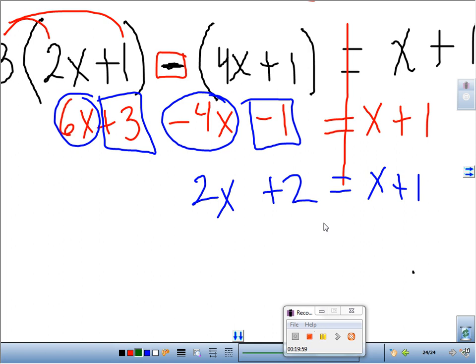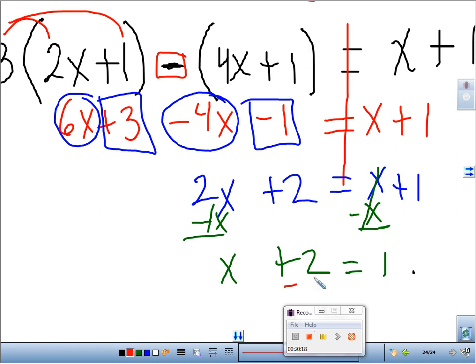Okay? From there, smallest variable is 1x. The inverse is subtract 1x. Subtract 1x. So if you don't see it, just write the coefficient here. So what is 2 minus 1? 1x. Bring down the plus 2 equals 1. And therefore my last step is minus 2, minus 2. Oh, man. Our answer is x equals negative 1.